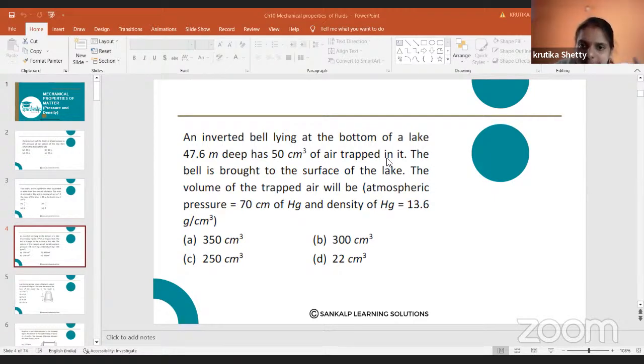So there are air molecules in it, and they have given the volume, 50 cm cube. The bell is brought to the surface of the lake. The volume of the trapped air will be? So let us see how to solve this one. They have given the atmospheric pressure, that is 70 centimeter of Hg. Then density of the mercury is also given, that is 13.6. So let us solve this one.